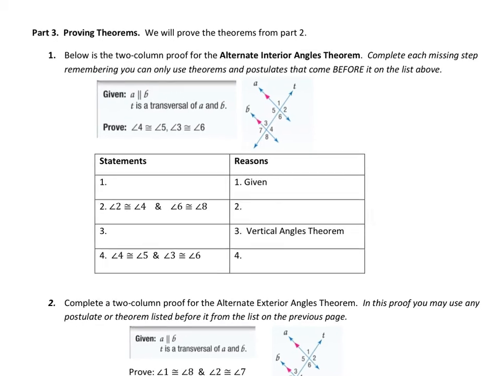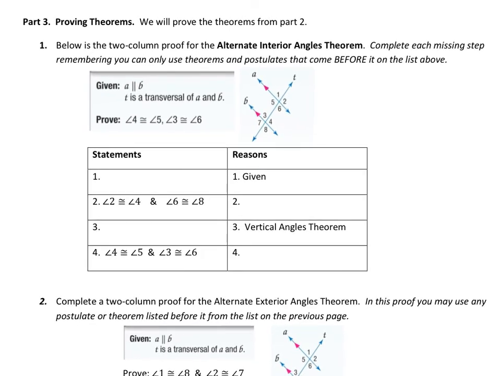Now, before we can use a theorem, we have to prove it. So right now we're going to prove the first one, the alternate interior angles theorem. To prove this theorem, we can use anything we've already proven and anything we already know. So we know vertical angles, we know linear pairs, we know the corresponding angles postulate. We can use all of those things to prove this.